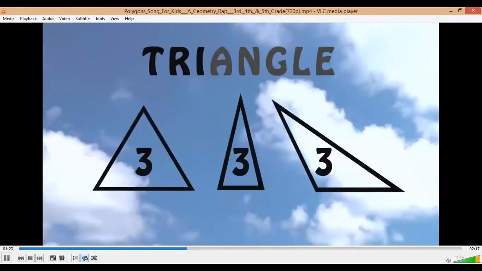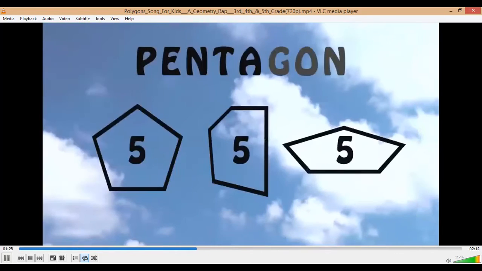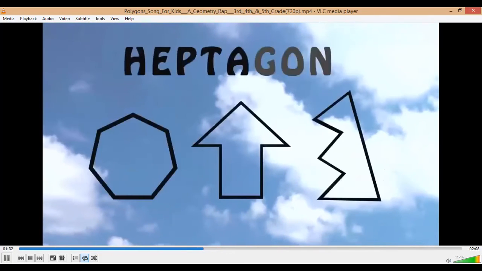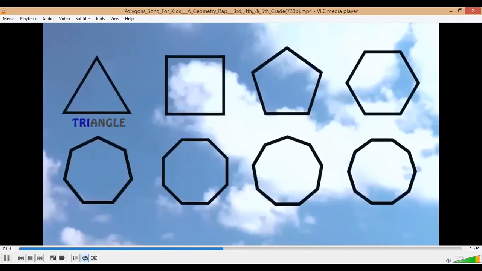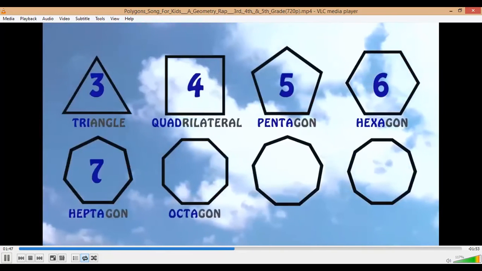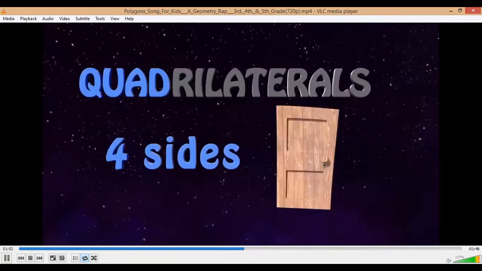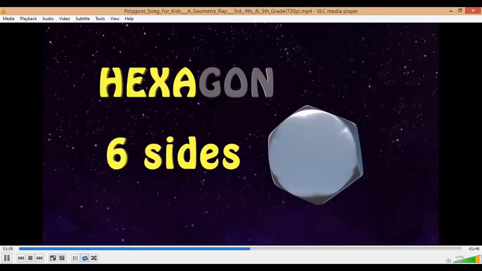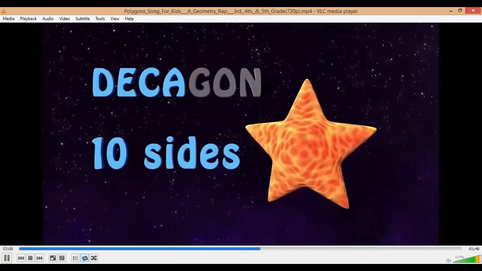Try, three. Quad, 4. Hexa, 5. Hexa, 6. Hepta, 7. Octa, 8. Nona, 9. Deca, 10. Tri means 3, quad means 4, penta means 5, and hexa means 6. Hepta means 7, octa means 8, nona means 9, and deca means 10. Tri means 3, quad means 4, penta means 5, and hexa means 6. Hepta means 7, octa means 8, nona means 9, and deca means 10.